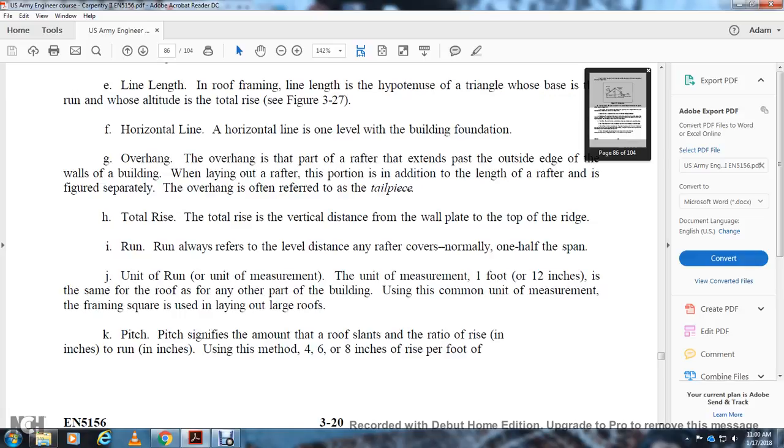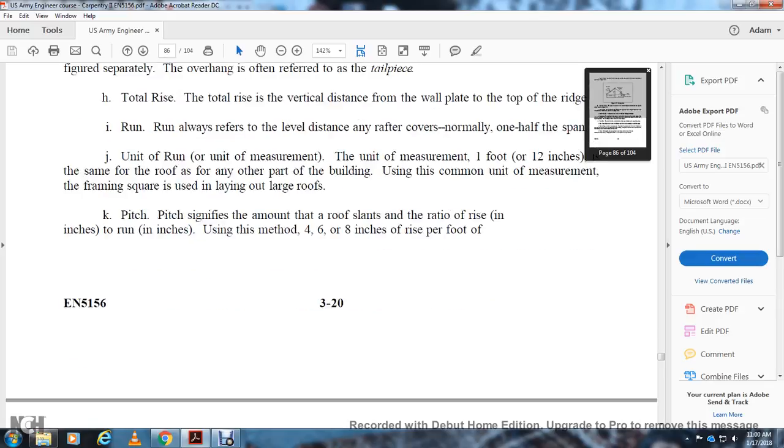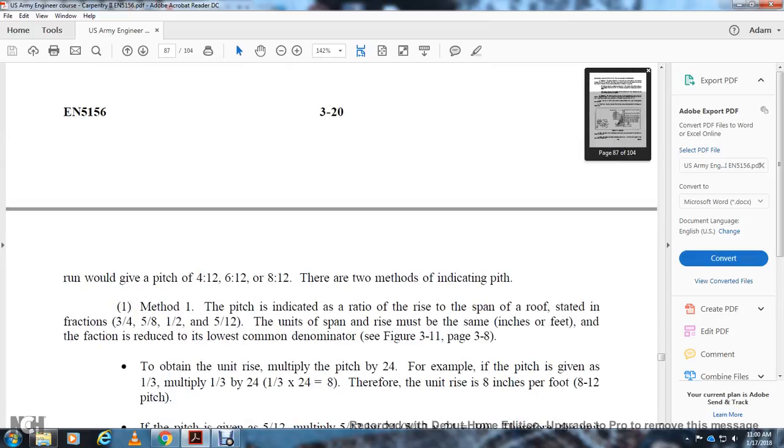Pitch. The pitch signifies the amount of the roof slant, the ratio of rise to run, in inches. Using the method of 4, 6, or 8 inches of rise per foot of run, you get 4 by 12, 6 by 12, 8 by 12. There are two methods of stating pitch. Method 1 indicates the ratio of the rise to the span of the roof, stated as a fraction: 3/4, 5/8, 1/2, 5/12.